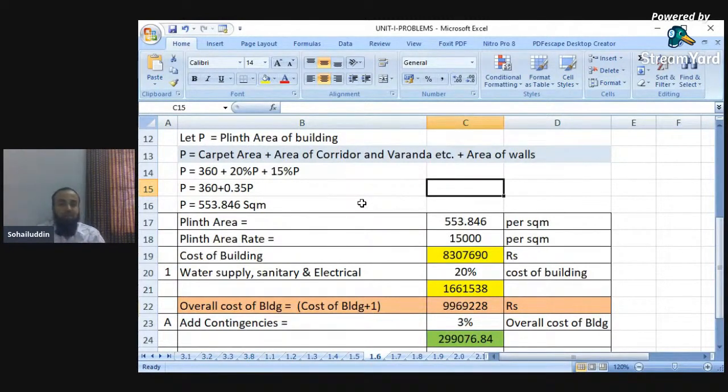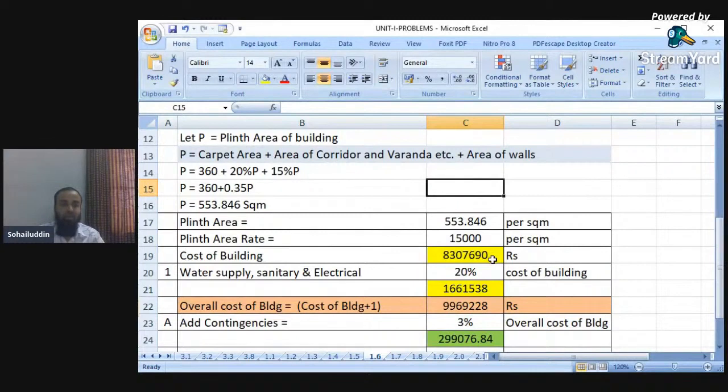We have seen this in the last problems also; the same problem has been repeated. Depending upon this problem, we will solve some more problems with different concepts. So the plinth area is 553.846 square meters. The plinth area rate, as mentioned in the problem, is 15,000 per square meter, and the cost of building is the multiplication of plinth area into plinth area rate.